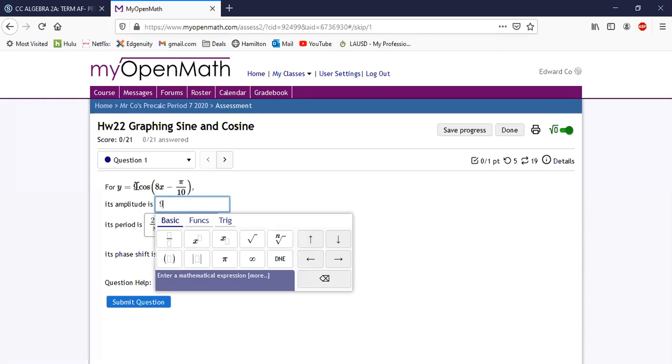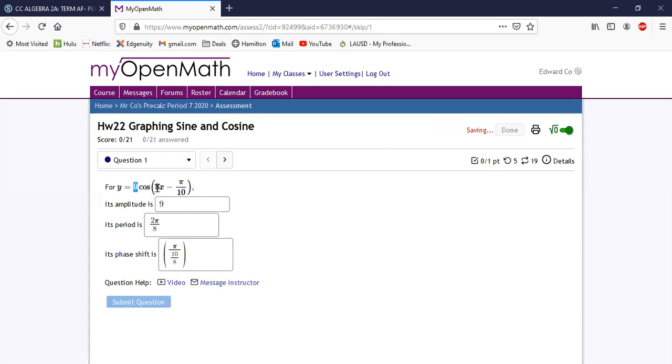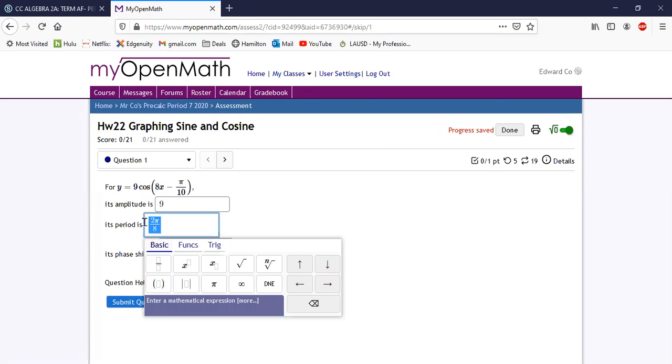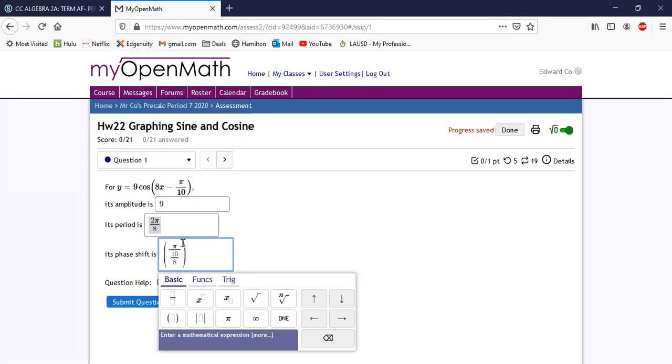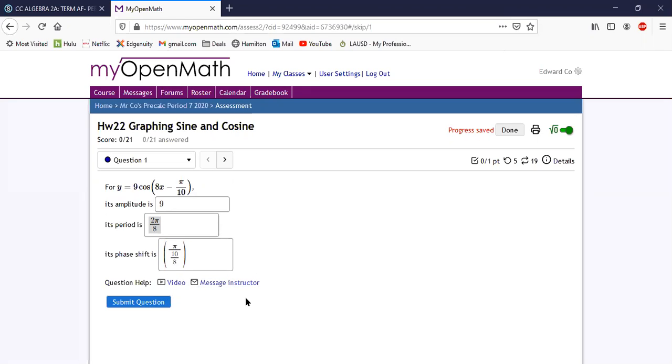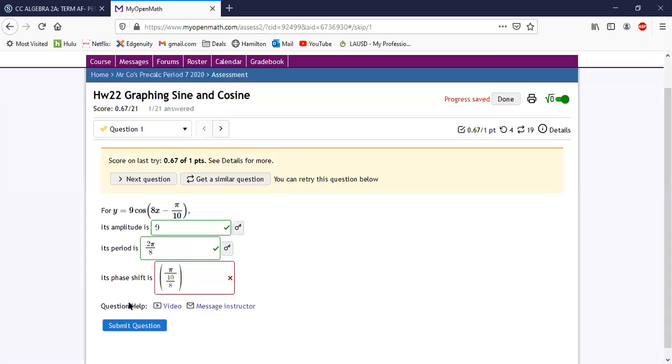Okay, so the amplitude is the A value up in front. Our period is not the B value, but we use 2 pi over B, so I wrote 2 pi over 8 here. My phase shift is C divided by B, that's my C value, divided by B. So I wrote 2 pi over 10 divided by 8. If you want, we could simplify this, but let's see if it's going to take it. So let's see if I can check my answer here.